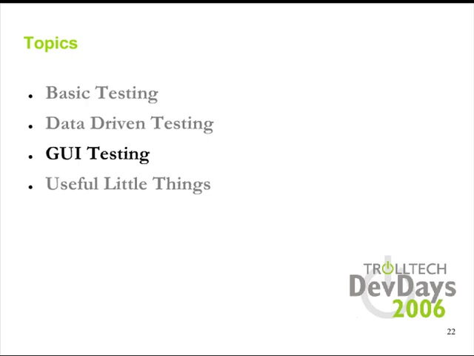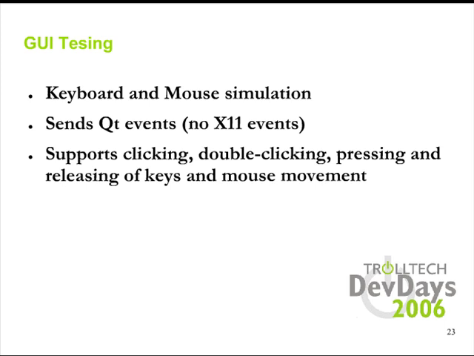Okay, we had the basic testing and the data-driven testing. Now let's look at some GUI testing, graphical user interface testing. Since we are a unit testing framework, we have keyboard and mouse simulation, but we actually send native Qt events. We don't tell the windowing system, like the X server, to move the mouse pointer and actually simulate a click. That's usually quite error prone, and what happens if there's another window on top of your window? The click would go into the wrong thing.